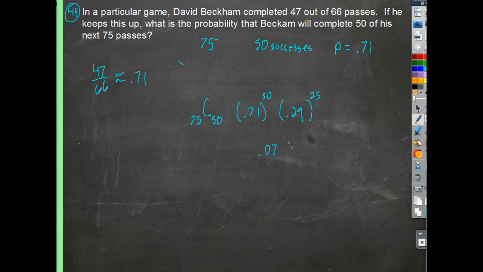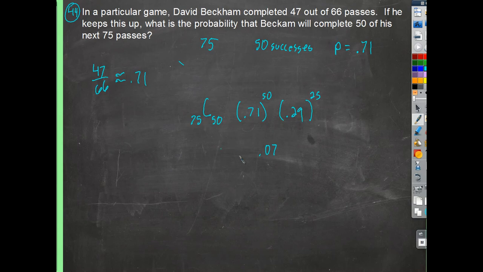Now if we wanted to calculate at least 50, we would have to calculate 50, 51, 52, 53, all the way up to 75, and add all those probabilities together. Then we would have a picture of how likely it is that he'll complete at least 50. Or if we wanted at most 50, 50 or fewer, then we would have to do 50, 49, 48, 47, exactly like we did here, but replacing 50 and 25 with the appropriate numbers, all the way down to 3, 2, 1, 0, and then add all those probabilities together.